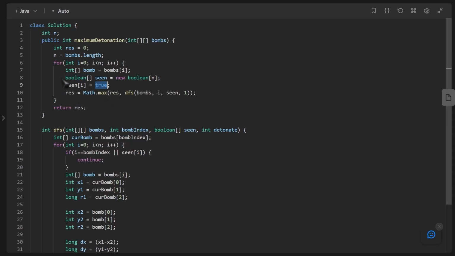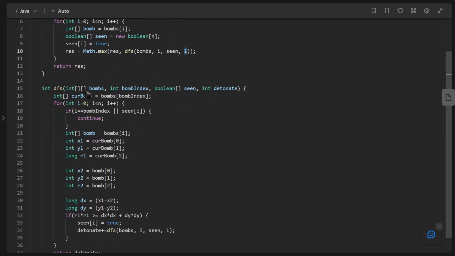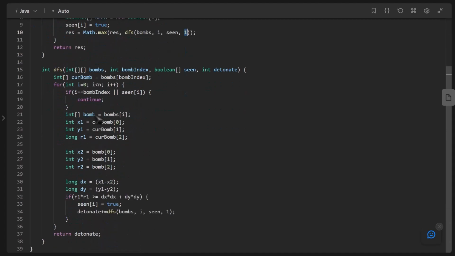Then for each case we will be running a DFS on that bomb and on that path, as you can see in the graph we have discussed. So we passed in the bombs, the current index, the scene, and the detonate. When we are in a current bomb, this current bomb will be detonating, so we will keep that in mind. We could also not pass this here, but if we pass it, it doesn't matter.